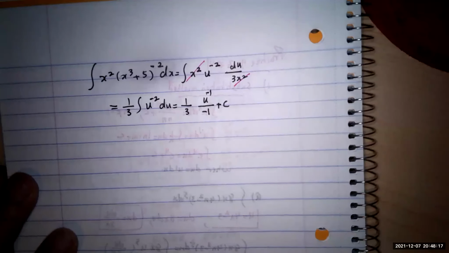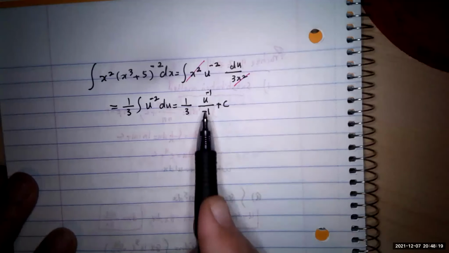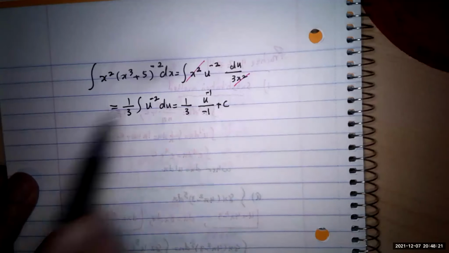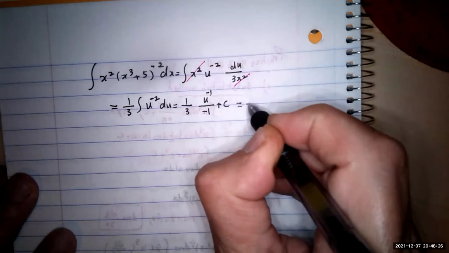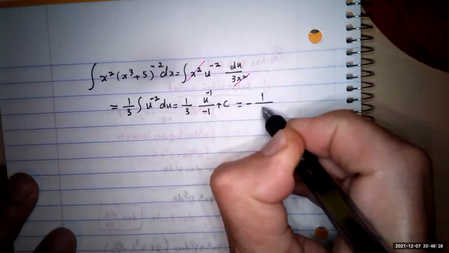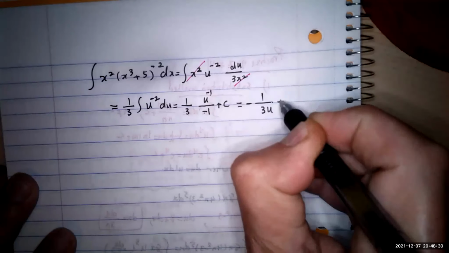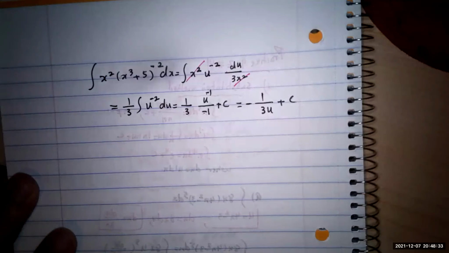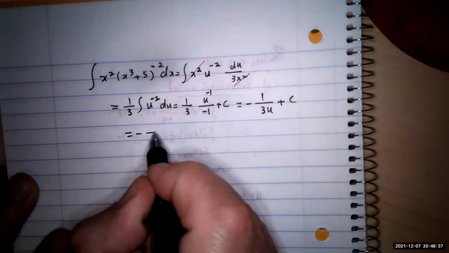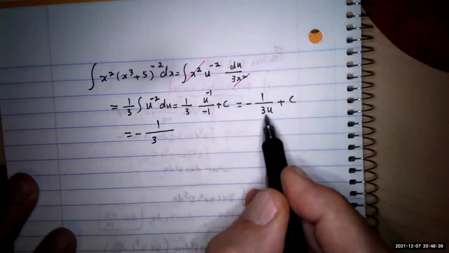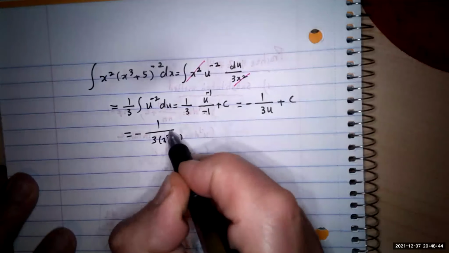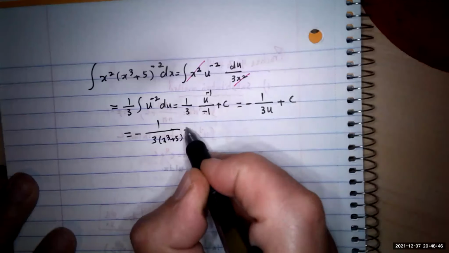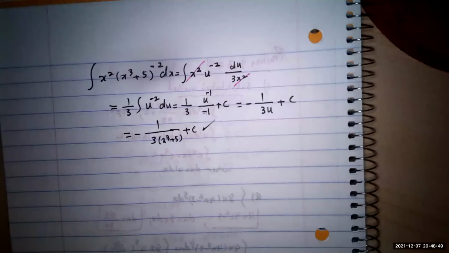You have to take care of these negatives. This is going to be the sign of the fraction. U to the negative 1, you bring it down. So it's going to be negative 1 over 3u plus c. Now substitute for u. So it's going to be negative 1 over 3 times u, where u is x cubed plus 5, plus the constant c, and then u down.